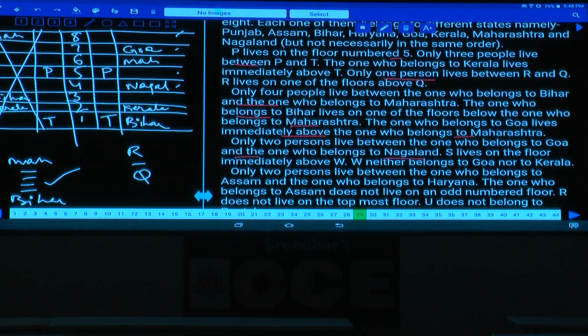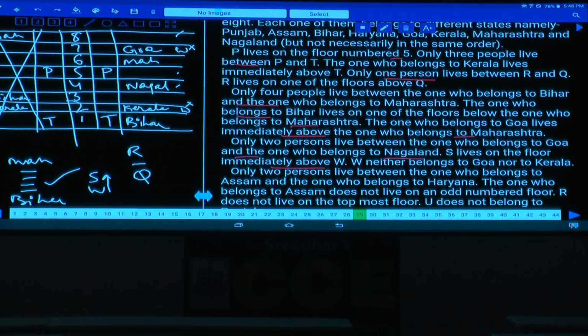S lives on the floor immediately above W. S and W can be 4, 3, 3, 2, 8, 7, 7, 6. There are 4 possibilities. W neither belongs to Goa nor Kerala, so W cannot be here, and nor can W be here. As W cannot be here, hence S cannot be on this one.